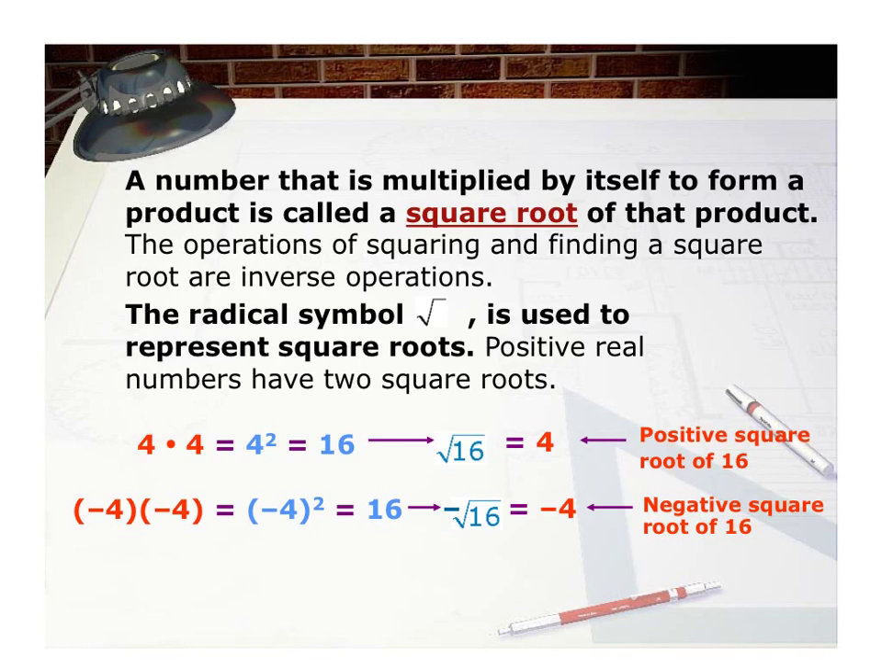Positive real numbers actually have 2 square roots. For example, if you're looking at the number 16, we can get 16 by taking 4 times 4, which equals 4 squared. So the square root of 16 is 4. But we can also get 16 by taking negative 4 times negative 4, which is negative 4 squared, giving us a negative square root, or a negative 4. So there's always 2 square roots to every number.